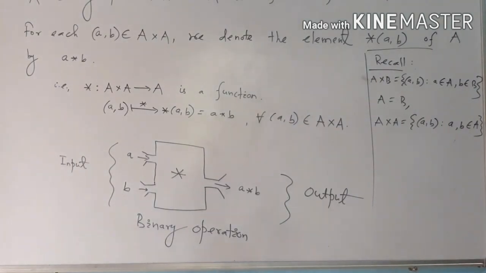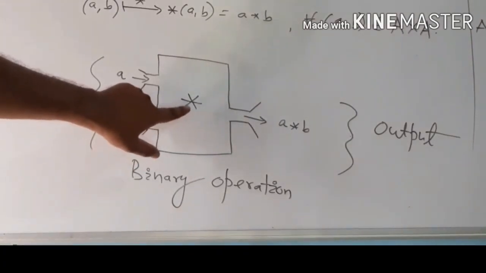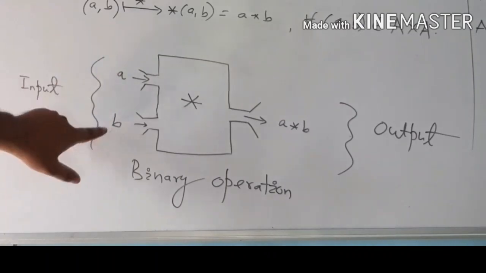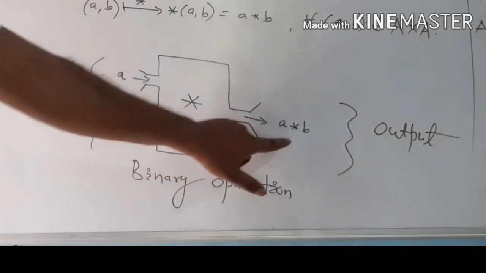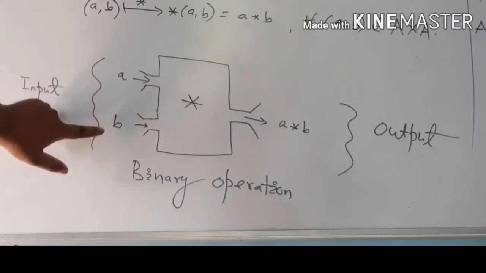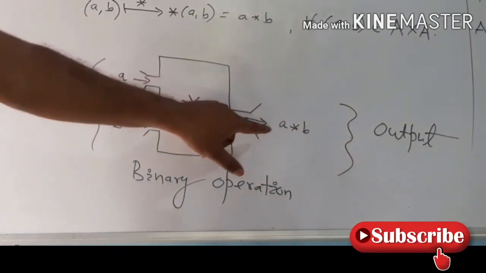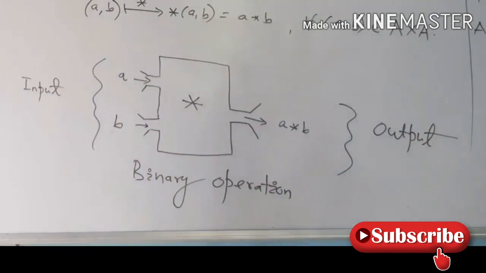I have represented the definition of binary operation in terms of a diagram. Please see here, this is my binary operation, this is my input value and this is my output value. I am giving the first component as a and the second component as b, and after the operation it will become a star b, which gives the output value.